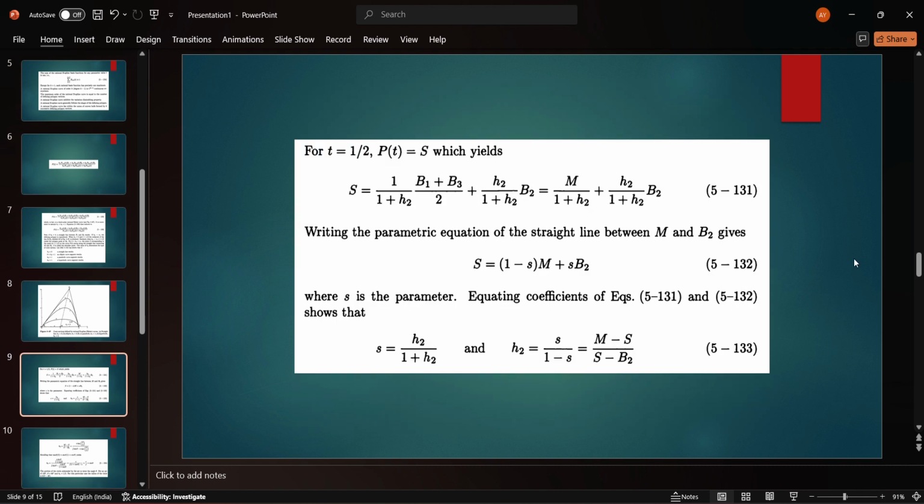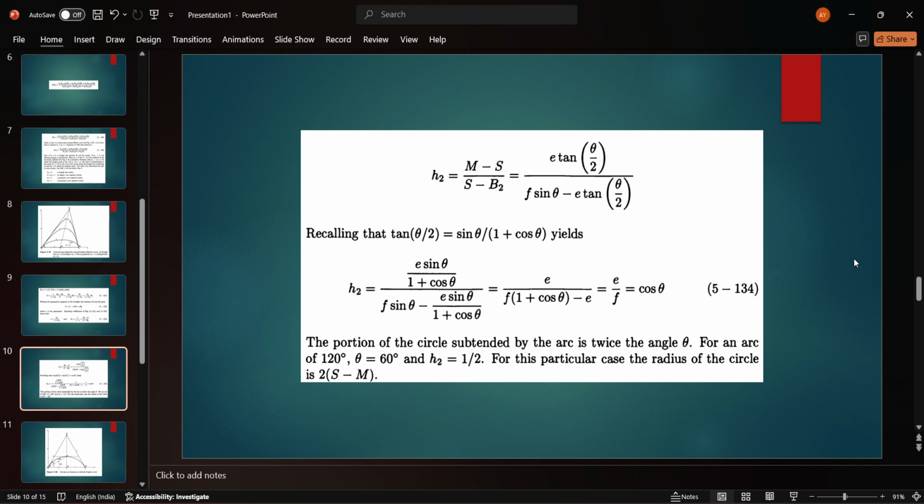So for t equal to 1 by 2, p of t is equal to s, will give the following equation. Then writing the given parametric equation of the straight line between M and b2, we will get s is equal to 1 minus s capital M plus small s b2, where s is a parameter. Then equating the coefficients, we will get s is equal to h2 by 1 plus h2, and h2 is equal to s by 1 minus s. So s minus 1 by s can be written as m minus s by s minus b2.